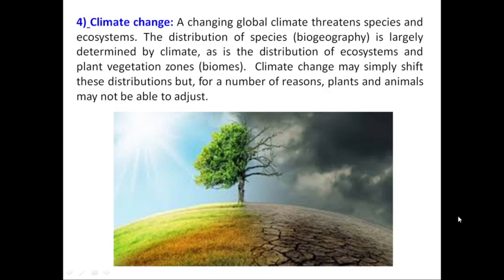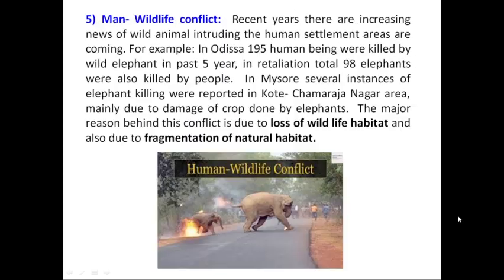And many species which are very sensitive to the temperature, they are not able to cope up with this changed temperature, and as a result of that, we are losing a large number of plant and animal species every day. So climate change is also responsible for loss of biodiversity on our planet. The next threat is man and wildlife conflict. In recent years, there are increasing news of wild animals intruding into the human settlement areas.